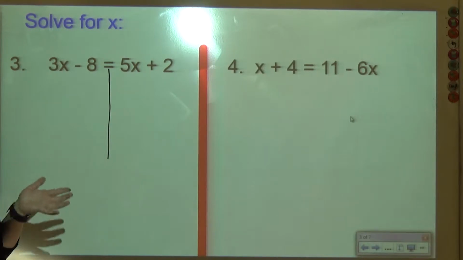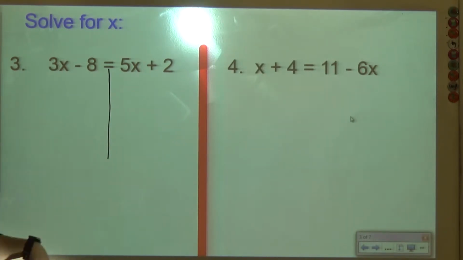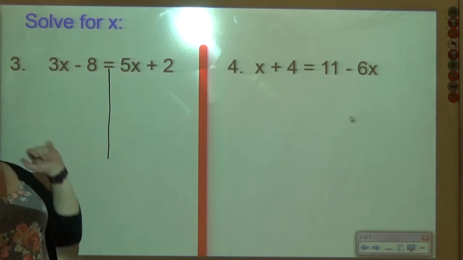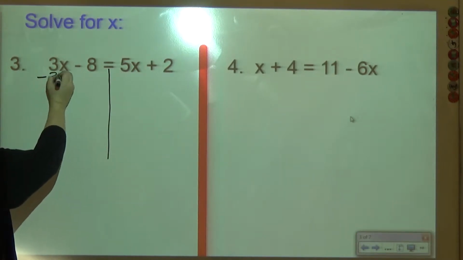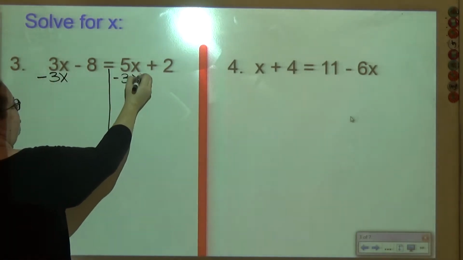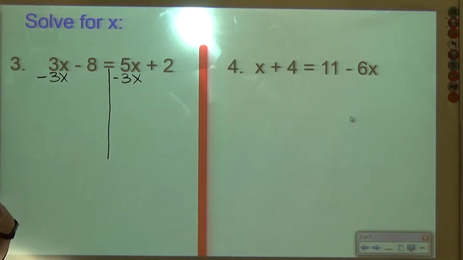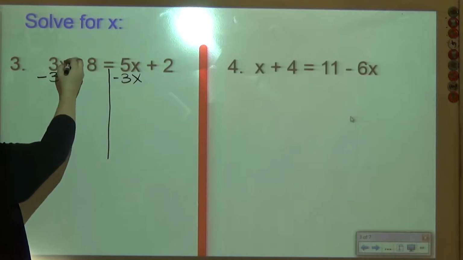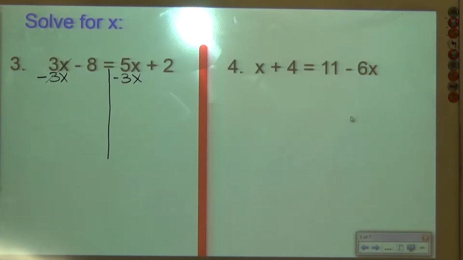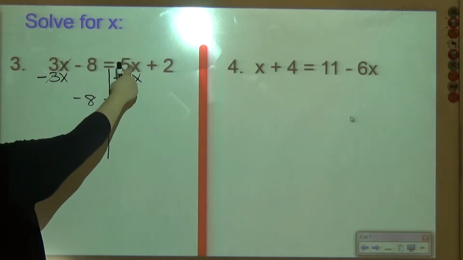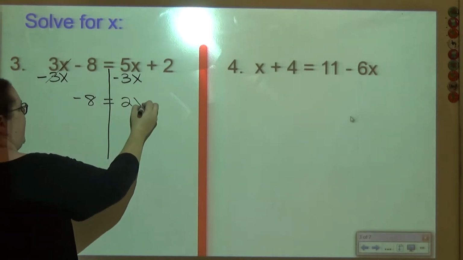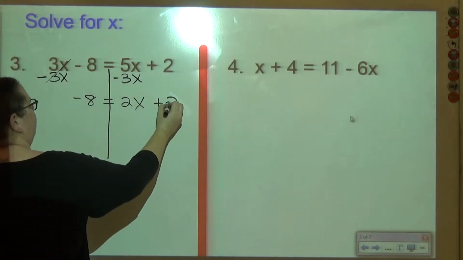My general rule, I always tell my students, is move the smaller one. So, who's smaller, 3 or 5? 3 is smaller. Is that 3 positive or negative? It's positive. The opposite of positive is negative. So I'm going to subtract 3x on both sides. Remember, 3x is one term, they're stuck together. 3x minus 3x is 0. That cancels out. I'm going to bring down my negative 8 equals 5x minus 3x is 2x. That x does not disappear, plus 2.